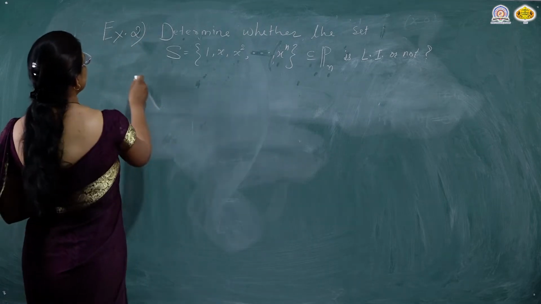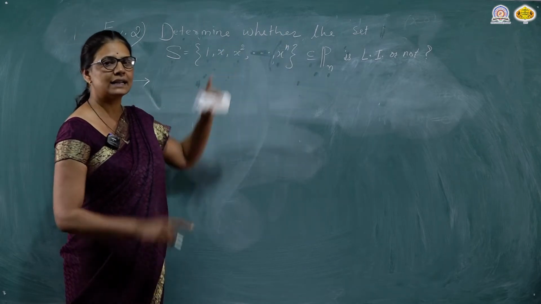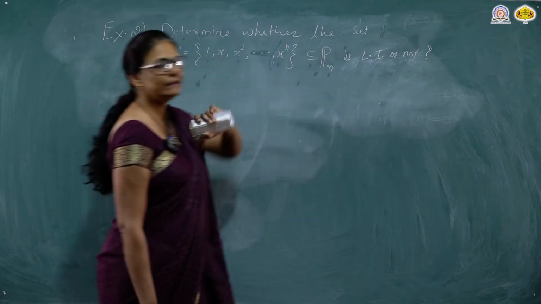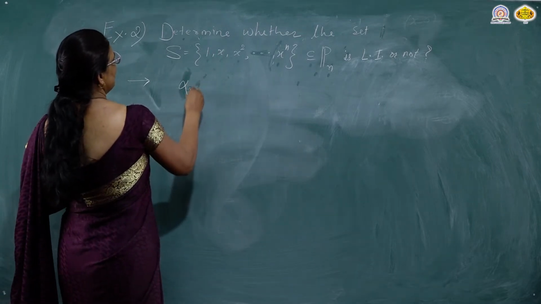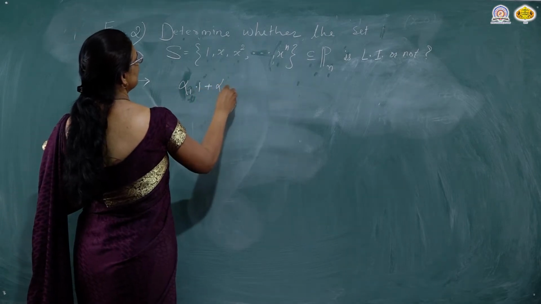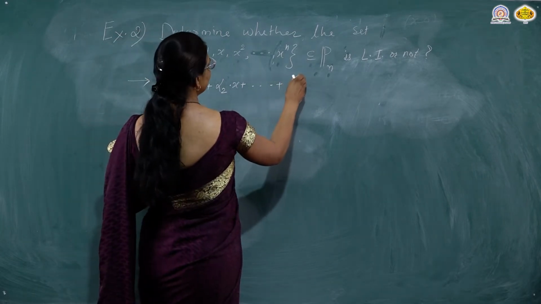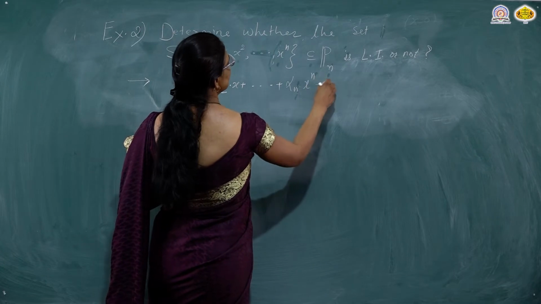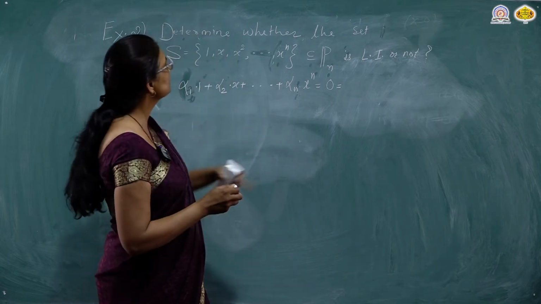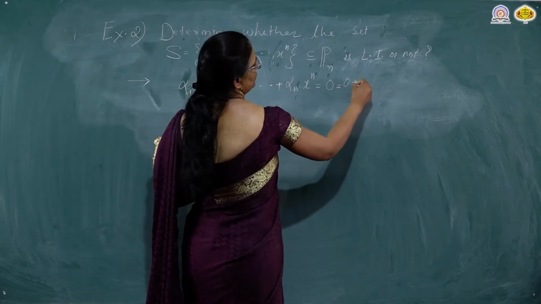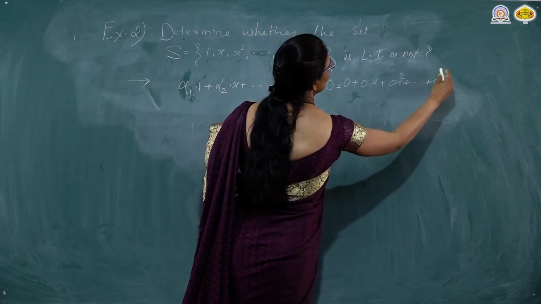So again we consider the equation whose left hand side is the linear combination of all these vectors and right hand side is the 0 of the given vector space. Suppose the scalars are alpha 1 into the first vector plus alpha 2 into the second vector, and so on, plus alpha n into x raised to n, equals 0. We know that the 0 of the polynomial space is nothing but the 0 polynomial, 0 plus 0x plus 0x square and so on.